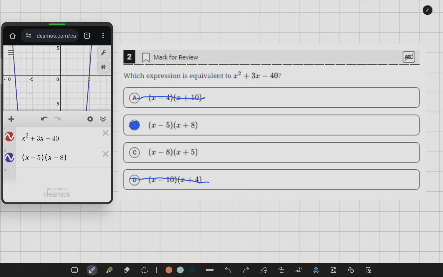It may take a little longer depending on whether you're quicker with algebra in your head or typing. So that's up to you, but you can show with Desmos here that B is also the correct answer.